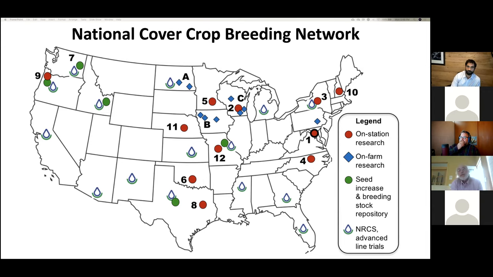And if you can see the new image that I put up on the slide, this was just an appendix slide that I had. This is the National Cover Crop Breeding Network. And so we're highly coordinated. This is just another network that I'm involved with, and Nancy, your location is involved with, where we're partnering with the plant material centers that you can see, the NRCS raindrops across the country.